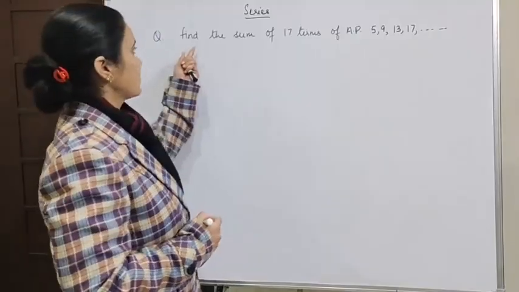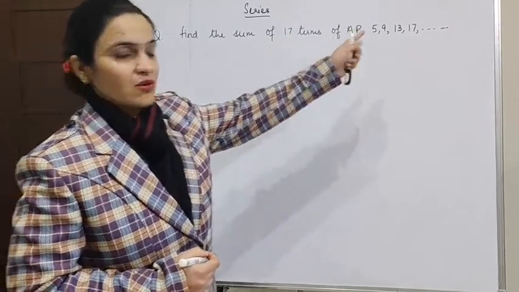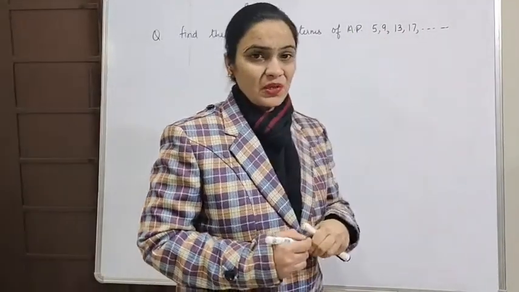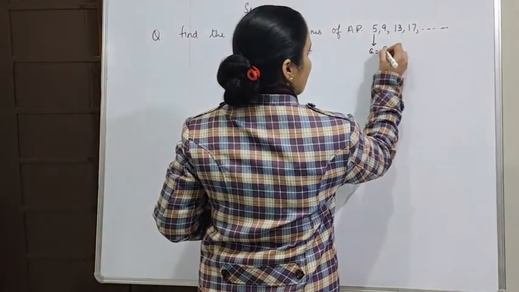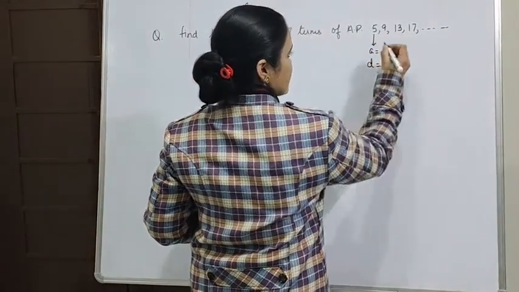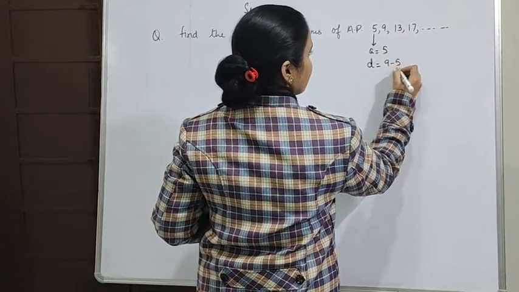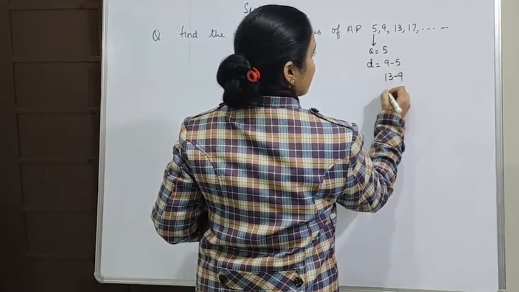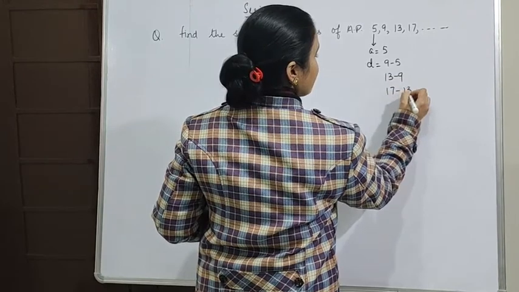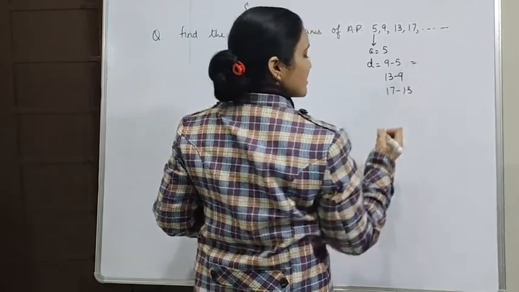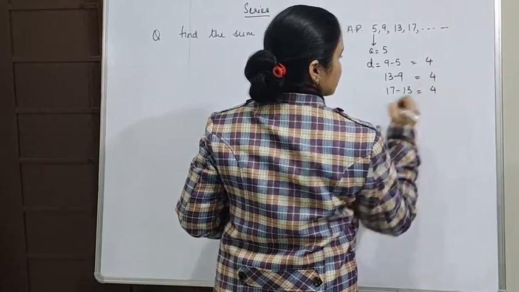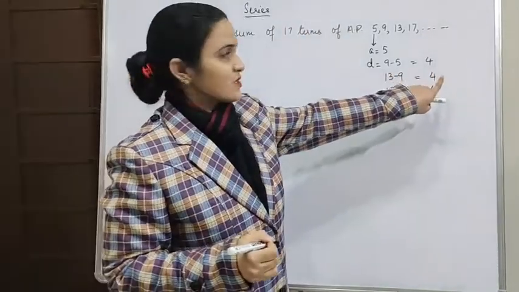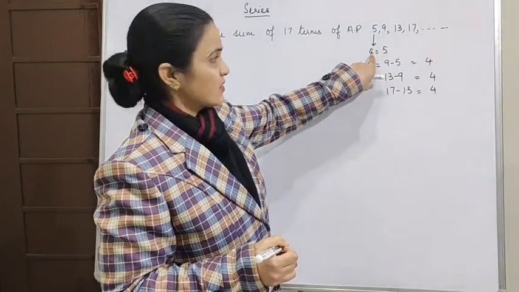Question number 1. Find the sum of 17 terms of an AP. The AP is given to you. In this AP we have the first term as 5 and the common difference is 9 minus 5, or you can say 13 minus 9, or you can say 17 minus 13. In each case you will get 4. So the common difference is 4 and the first term is 5.